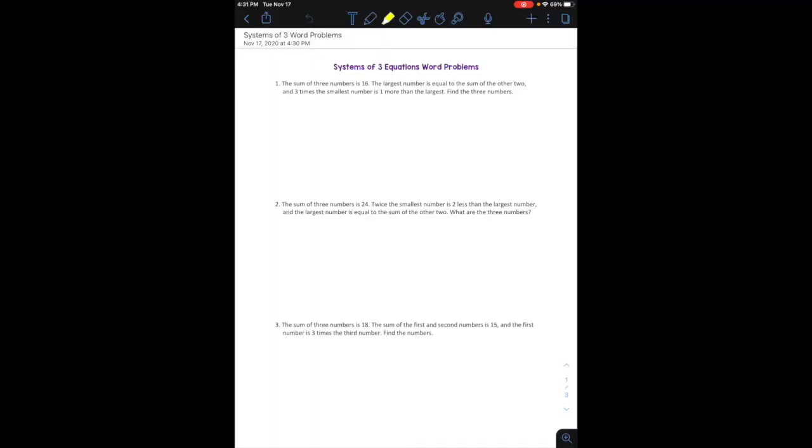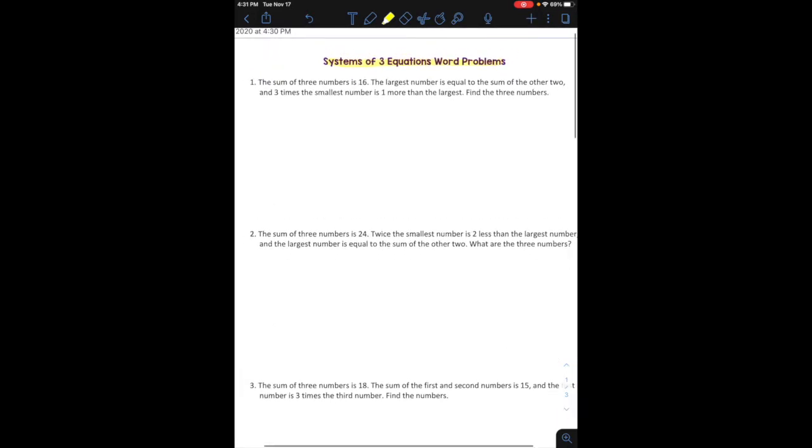Guys, today's lesson is on system of three equations word problems. So we're going to have three equations with three variables. We have to first write the equations and solve them to then solve the word problem. The first three are dealing with relationships of three different numbers in which we'll write a system and solve it to find out what those three numbers are.